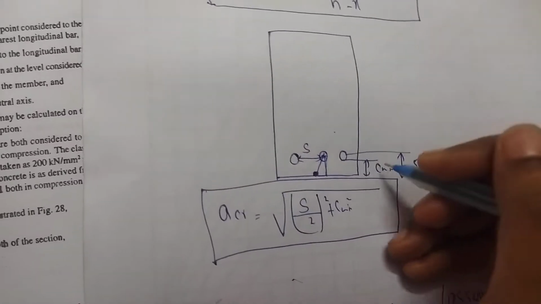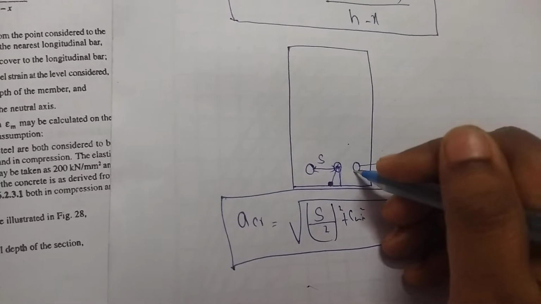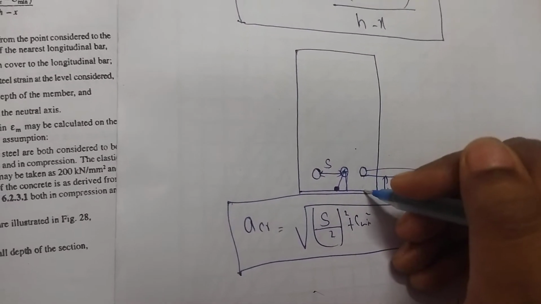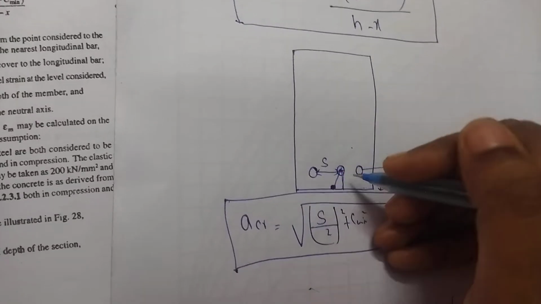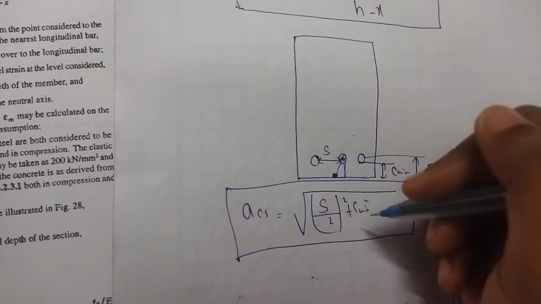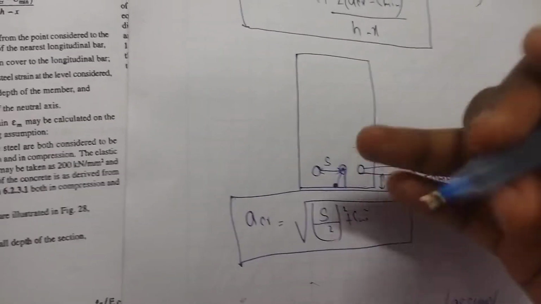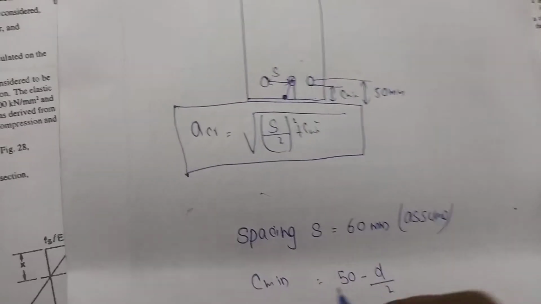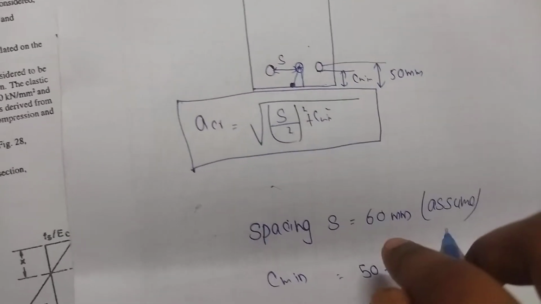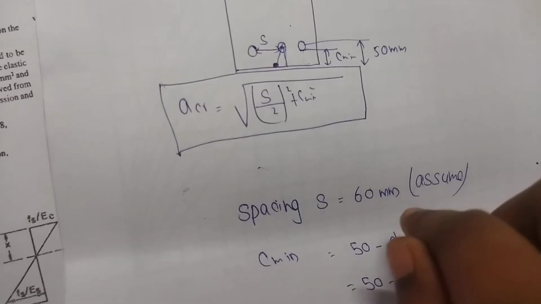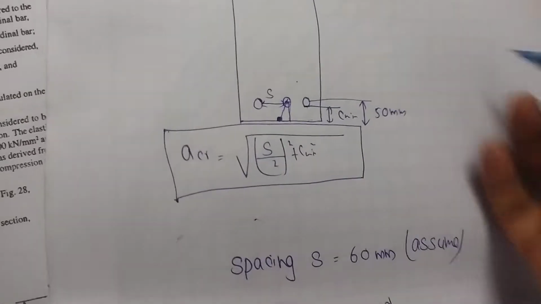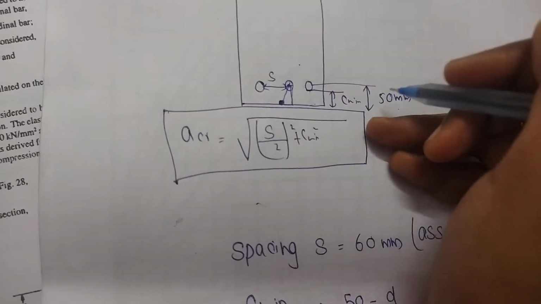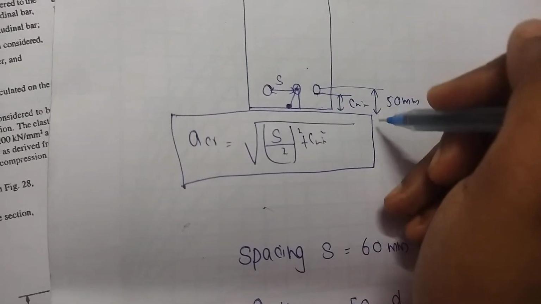C minimum means the clear cover, that is the base of this bar to this portion, and S means the center to center spacing between two bars. If the center to center spacing is not given, you want to assume the value. Here spacing is not given in the question, so assume it as 60 mm. Then you want to calculate C minimum. We take the effective cover as 50 mm.